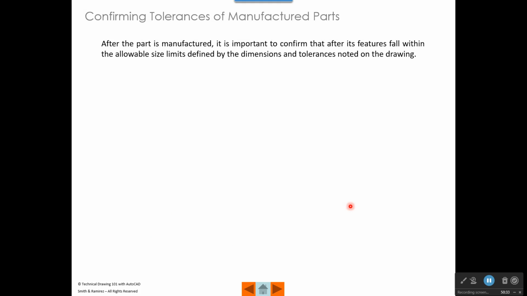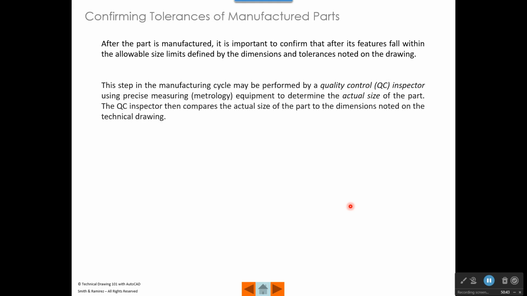So after a part is manufactured, it's important to confirm that all its features fall within the allowable size limits defined by the dimensions and the tolerances noted on the drawing. This step in the manufacturing cycle may be performed by a quality control or a QC inspector using precise measuring equipment called metrology equipment to determine the actual size of the part. The QC inspector compares the actual size of the part, which is what the features measure at, to what the dimensions say the part should be within its tolerances.